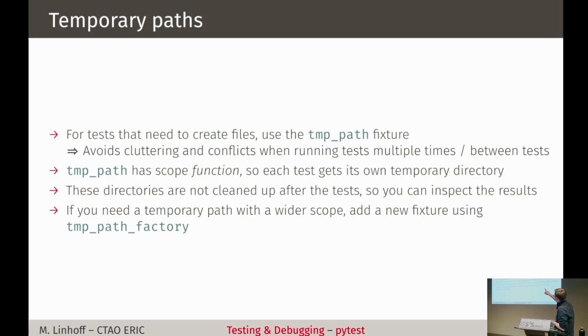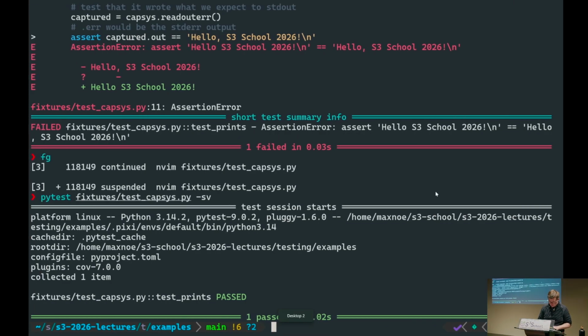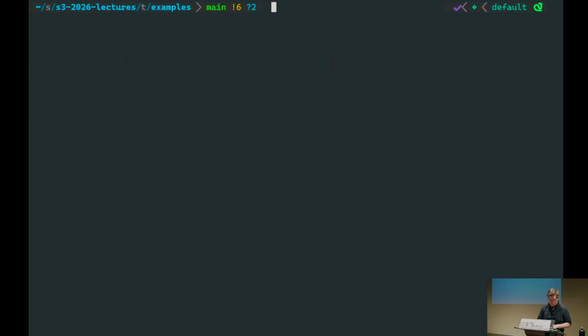The tmp_path fixture by default has function scope. And there is a tmp_path_factory. If you need other scopes, you can create temporary directories that are available for all tests in the session. So how does this work? You have, for example, again, maybe I come up with a different example here, since we are not all into AstroPy here. Let's maybe add matplotlib here.